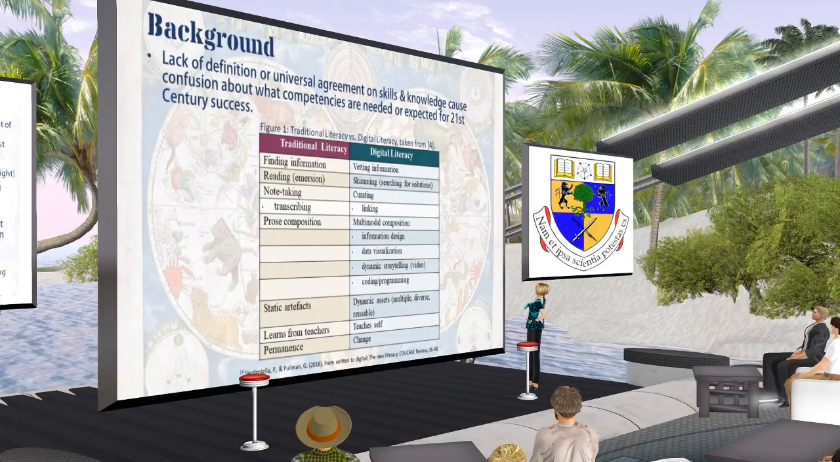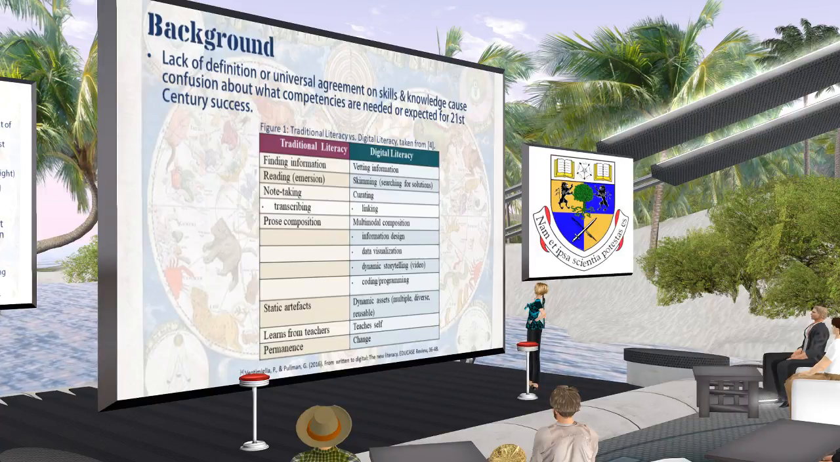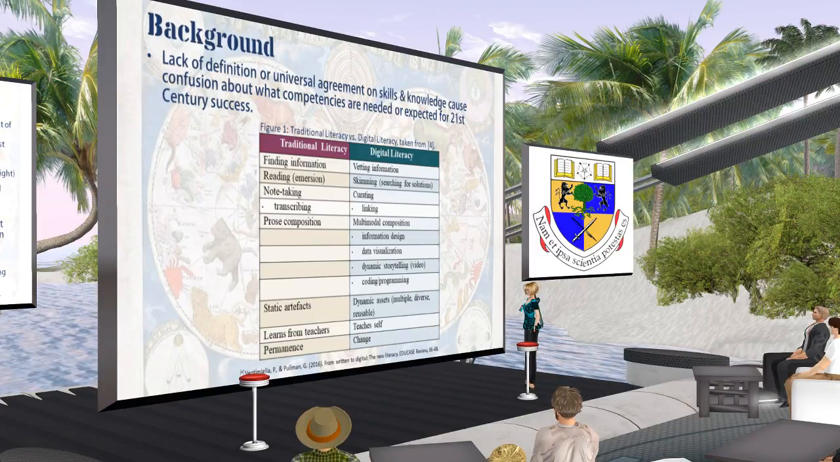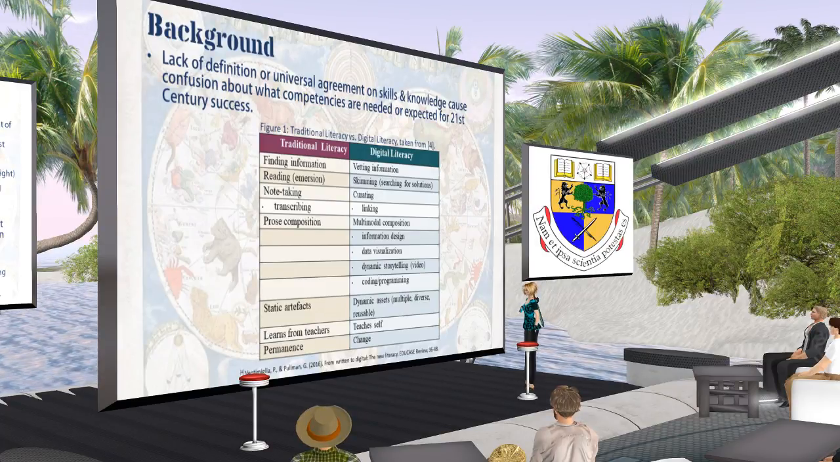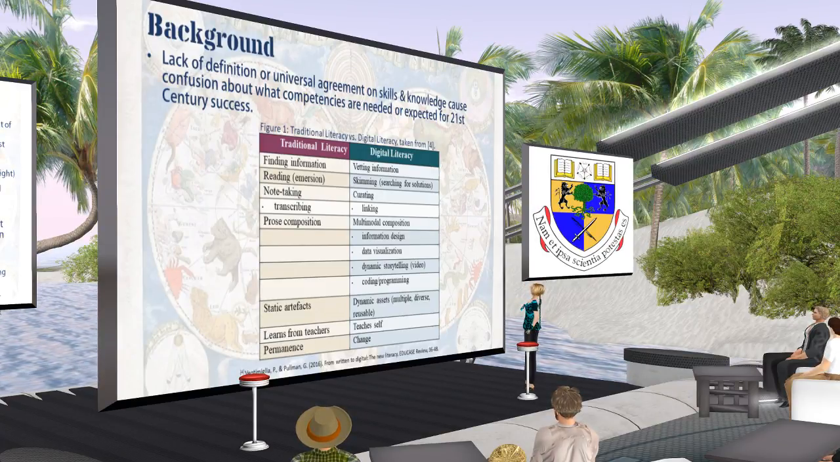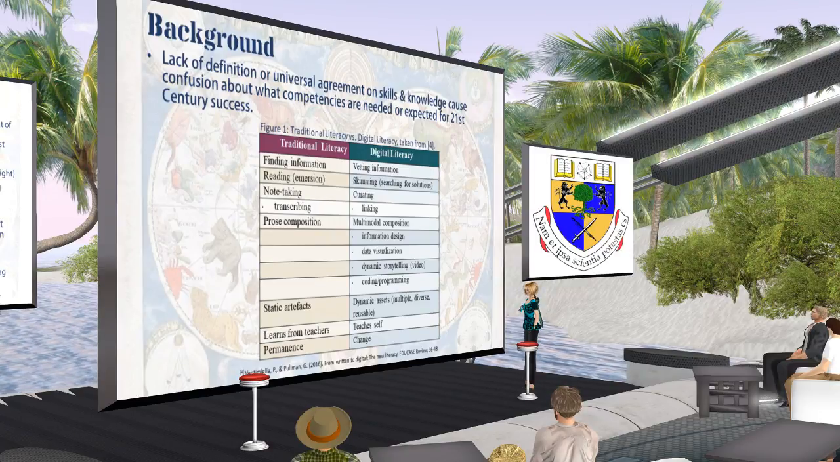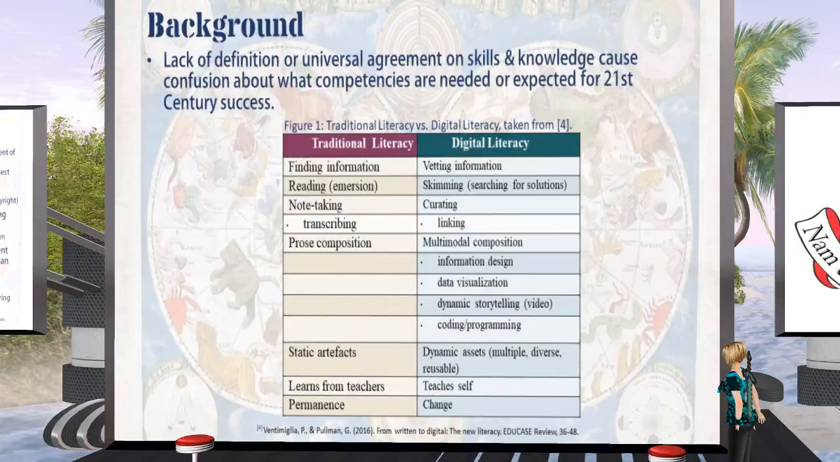So, for example, we can find information, too much of it now, right? But instead of looking for it, we now have to vet it for trustworthiness. Instead of just writing, we make videos, we program, we create visualizations. And instead of having static artifacts like books and magazines, we have dynamic assets like this PowerPoint and machinima. The point here is to show how drastically different traditional and digital literacy really are.